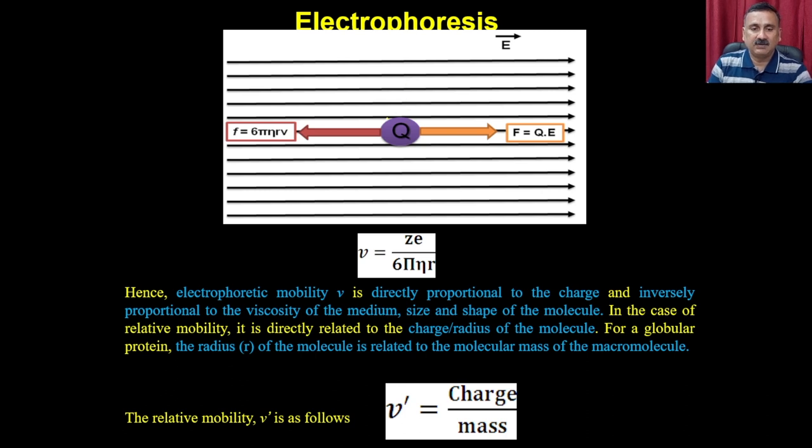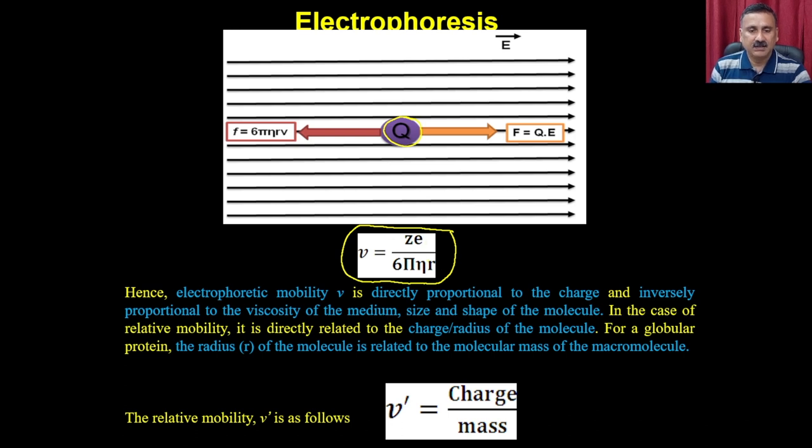So you can imagine that if you have a charge Q which is being resolved, it is going to experience an electric force F equal to QE, and it is also going to experience retardation forces, which depend on the radius of the molecule as well as the viscosity of the medium. That friction force is 6 pi eta r v. The molecule stops where F is equal to the friction force, and at that point the electrophoretic mobility is proportional to Ze by 6 pi eta r.